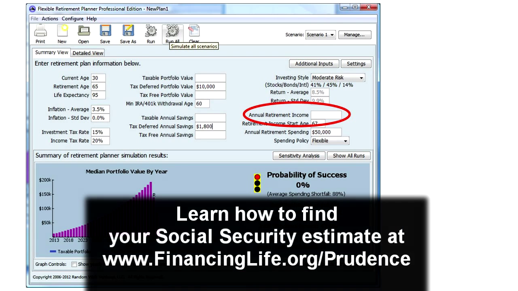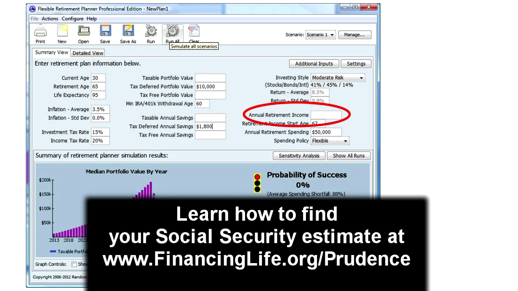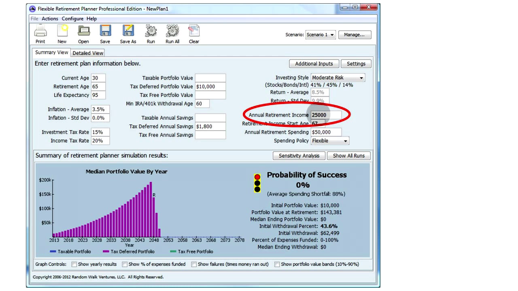Prudence expects to get Social Security. She can go online and find an estimate of what she might expect if she stays employed. You know, if you're a couple, there's a pretty good chance that one of you will live to age 95 and need savings to handle that, so let's leave this.